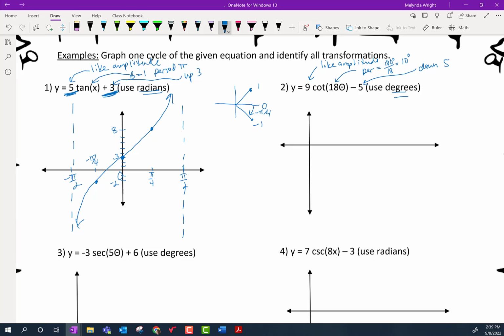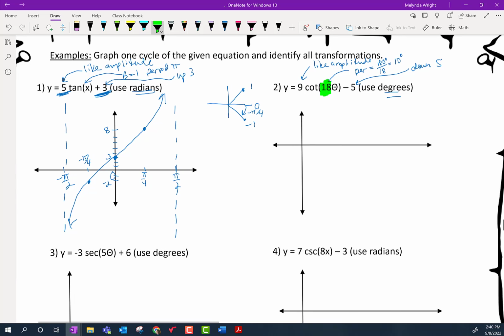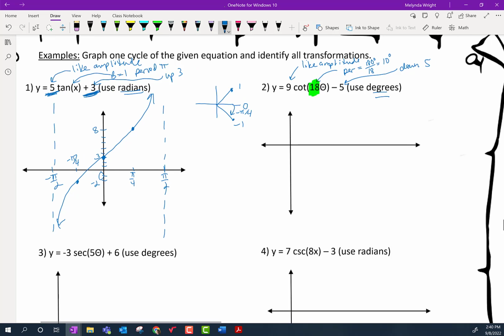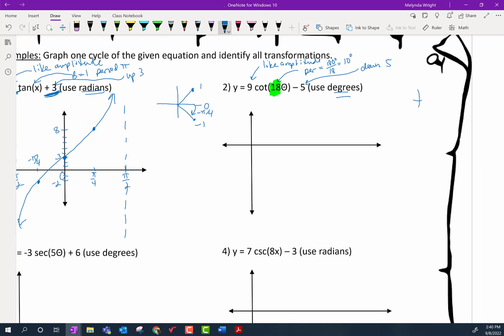Why did you do it over 18? Because that's B. That's this. Remember our little formula, which is period equals the normal period, 180 over B. That's a little formula you just need to have in your head. For tangent and cotangent, period equals pi over B. For all others, period equals 2 pi over B in radians. Of course, we could convert to degrees if we wanted to.